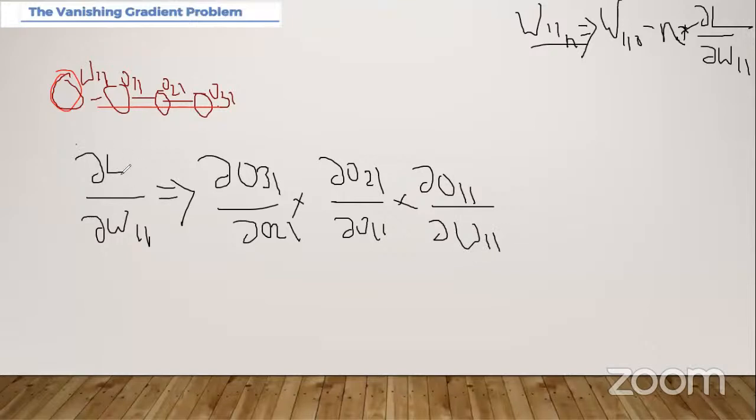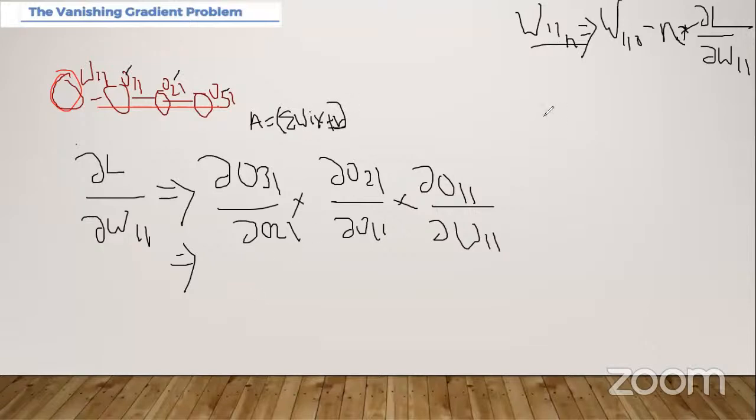I can expand with respect to weight W11 the loss function in this way because it depends on output 3, output 2 and output 1. So what we were trying to understand is that all these outputs, whatever loss functions are there, are in turn a complex product of what? Weights and inputs plus biases, right?